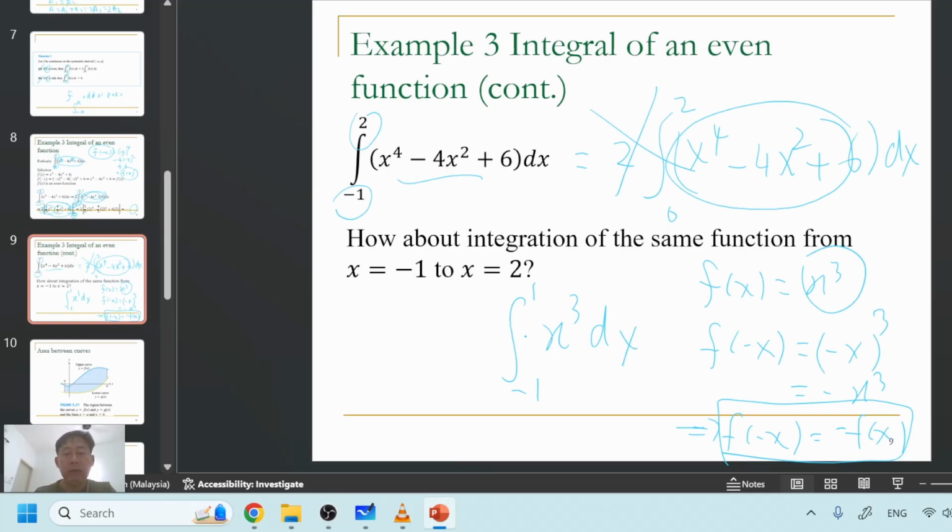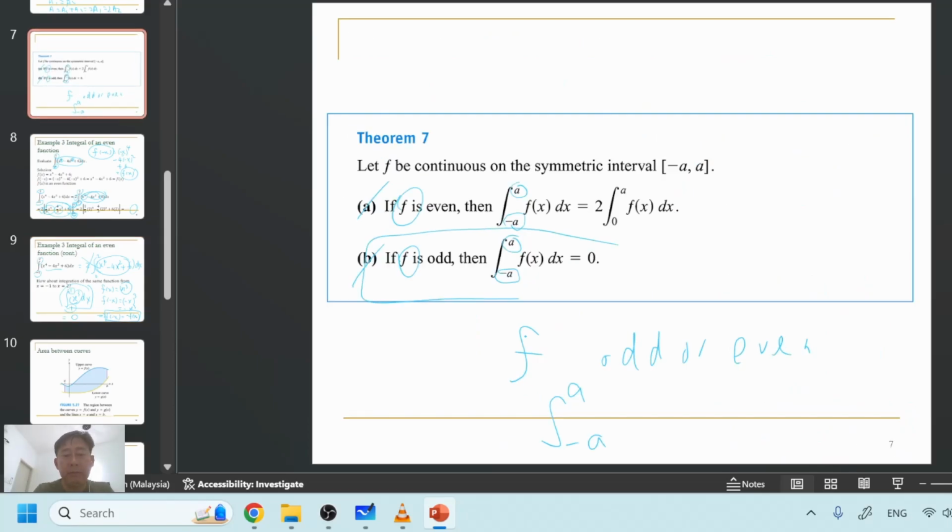And if you integrate an odd function from minus a to a, then the answer is just 0. You don't even need to calculate the antiderivative of x power 3, because the integration itself will automatically give you 0 directly, because the function is an odd function integrated from minus a to a. You can use this theorem number 7 to help you perform the odd integration without calculating it.